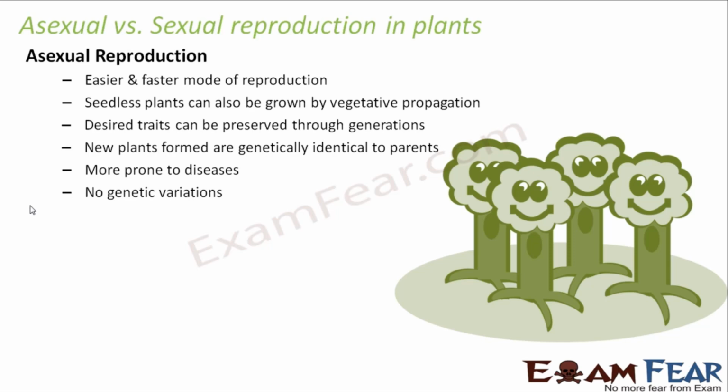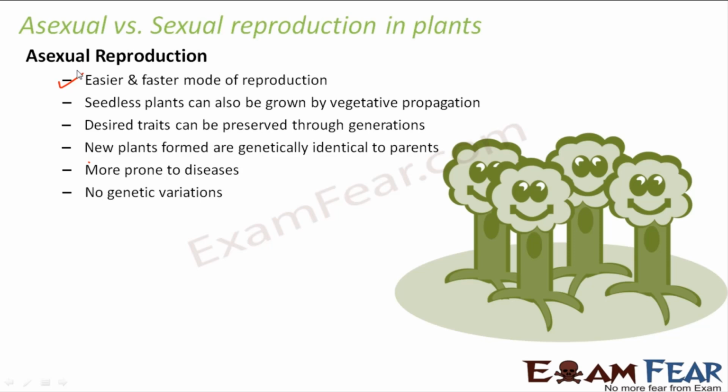When I talk about asexual reproduction, let us look at some of the advantages and disadvantages of asexual reproduction. The first thing is it is an easier and faster mode of reproduction. Very obvious. That's because we saw how in the different modes of asexual reproduction, so many organisms were formed just at one go.